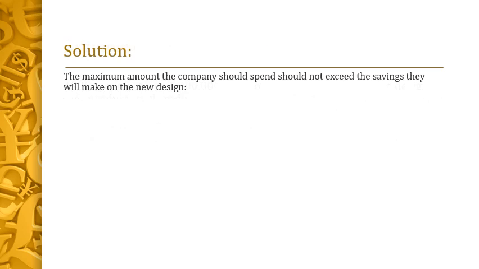The hint is the maximum amount the company should spend should not exceed the savings they will make on the new design, if there is any. How to compute for the savings? That is equal to the difference between the decrease in material cost and the increase in processing cost.